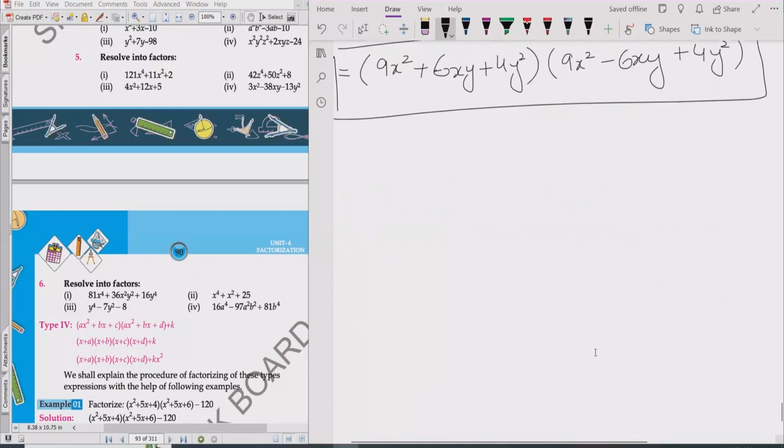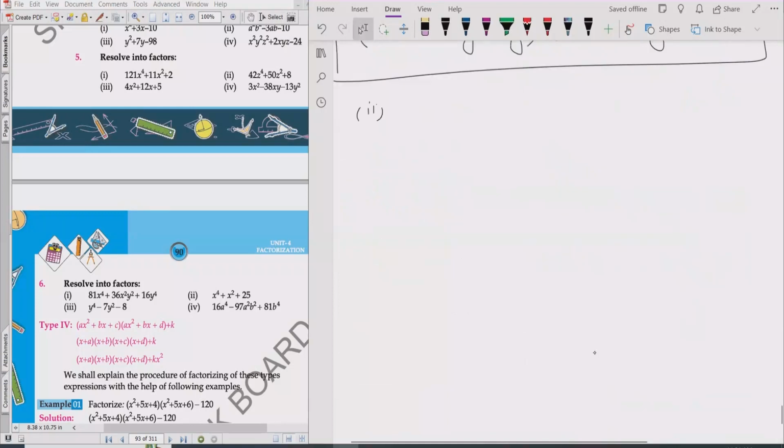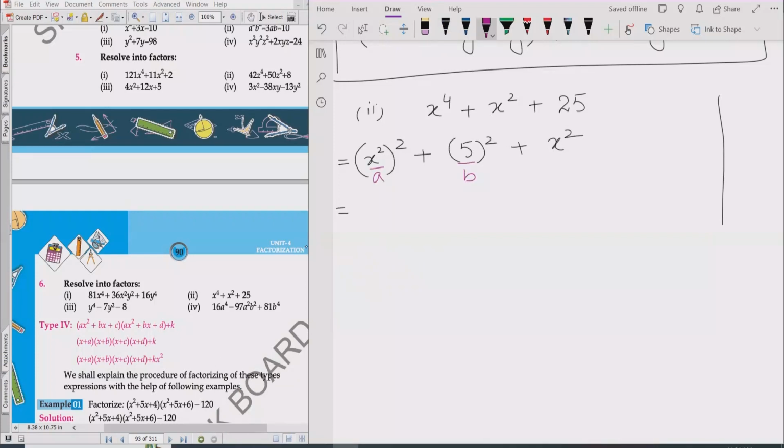Now we have question number 2. Part 2 is x^4 plus 25, this one. So we can make a perfect square of this one. First we will arrange them: (x^2)^2 + 5^2, plus x^2 here. Now we have to make this one a and this one b, so we have to arrange it this way.